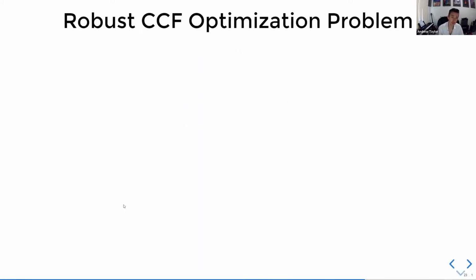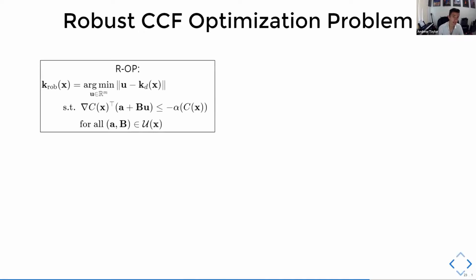Given this construction, we seek to construct a controller that allows us to be robust to these possible uncertainties. This can be given by a robust optimization problem specified here. We note that this controller requires that the inequality given by the CCF be met for all possible values of the terms a and b that are in the uncertainty set. We note that this is an infinite set of constraints.